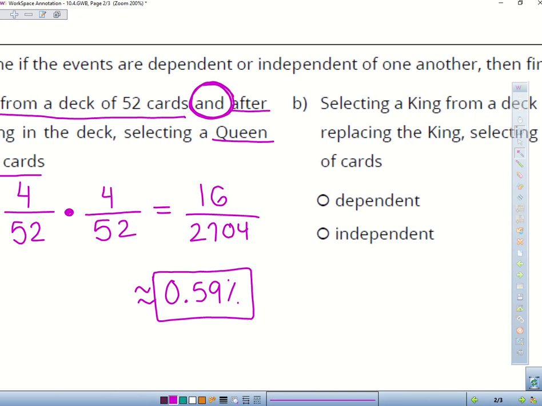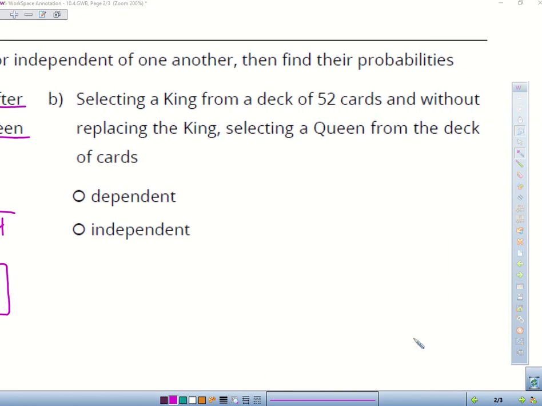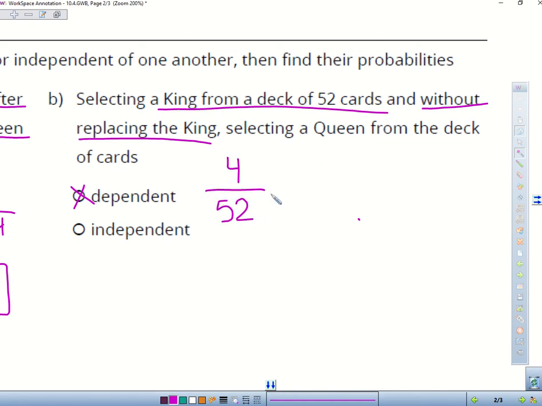Okay, so selecting a king from a deck of 52 cards without replacing the king. What do you notice is different about this question as opposed to the previous one? Without replacement. So this is not independent, because the second probability will depend on how the first one goes. What is the chance of selecting a king from a deck of cards? 4 out of 52. Good. And times, now here's where we have to be careful. Selecting a queen from a deck of cards.